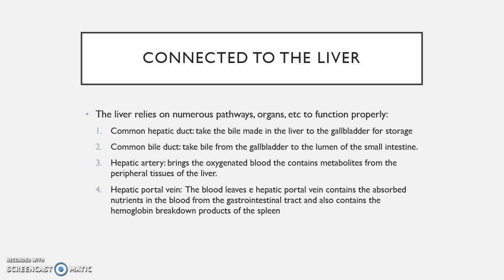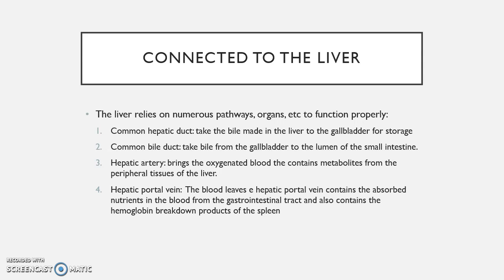The common hepatic duct takes the bile made in the liver to the gallbladder for storage. The common bile duct takes bile from the gallbladder to the lumen of the small intestine. The hepatic artery brings the oxygenated blood containing metabolites from the peripheral tissues to the liver.